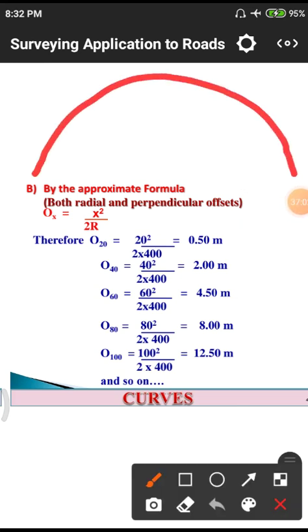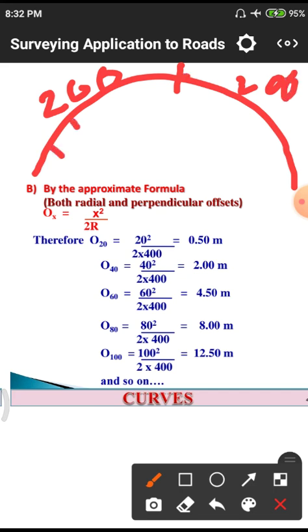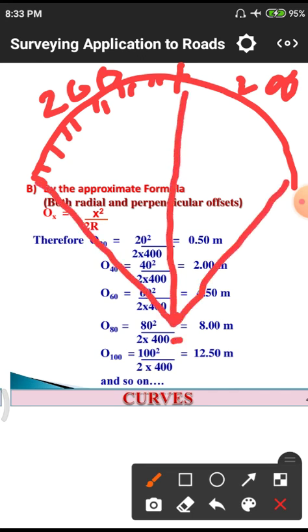Simply, it is a curve of 400. Here we have 200 and here we have 200. So we need to give 20, 40, 60, 80, 100, normally 20, 40, 60, 80, 100. We need to give the supports also. 20, 40, 60, 80, 100, 120, 140, 160, 180, 200. Here we have the center. This is the O, O20, O40, and so on.